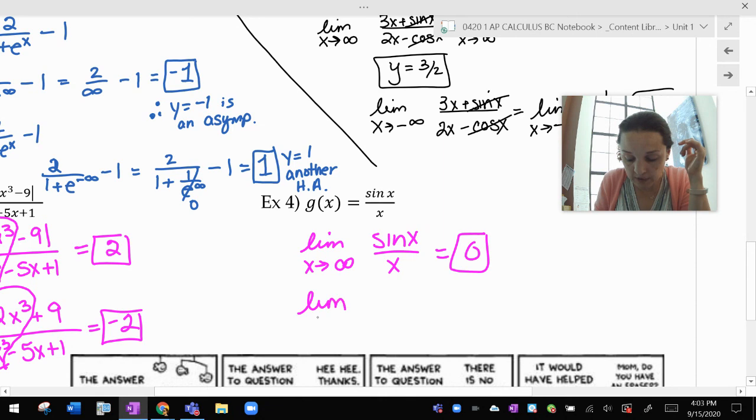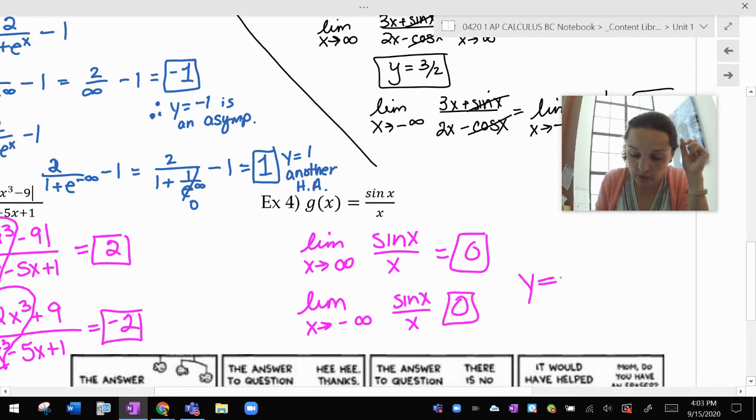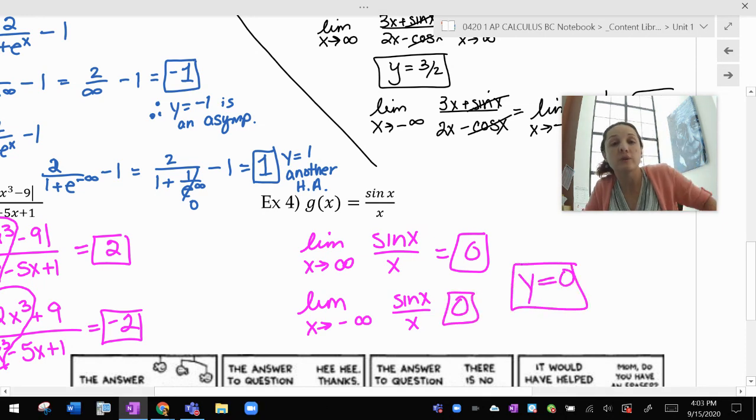And if I take the limit as x approaches negative infinity of sine x over x, I get the same thing. Positive 1, negative 1, kind of bouncing in between, but I'm dividing by negative infinity. Tiniest number divided by a gigantic number, going to head towards 0 again. So y equals 0 is our last asymptote.